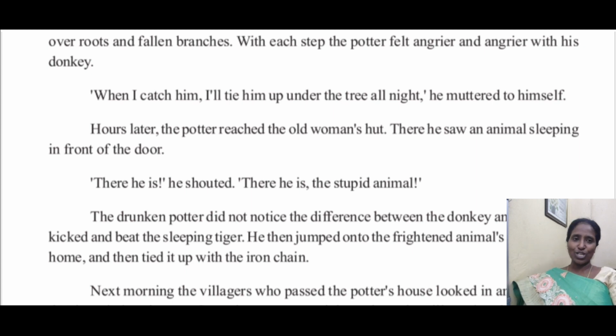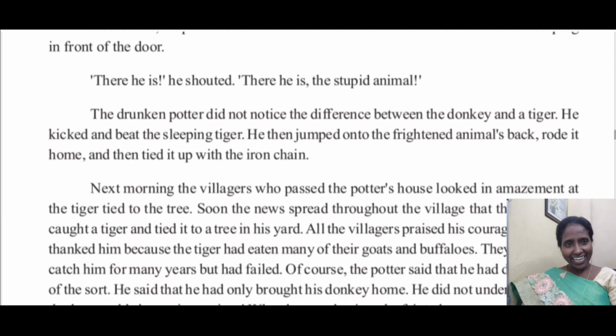"There he is," he shouted. "There he is, the stupid animal." He thought the tiger was a donkey. The drunken potter did not notice the difference between the donkey and a tiger. He kicked and beat the sleeping tiger. He then jumped onto the frightened animal's back, rode it home and tied it up with the iron chain.